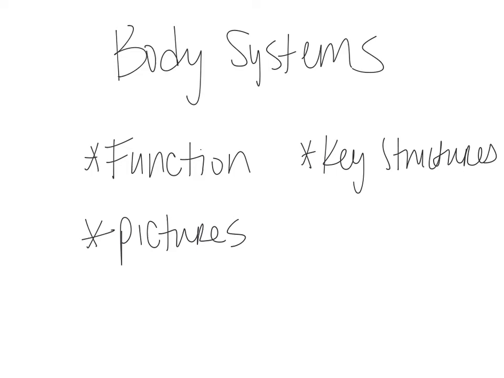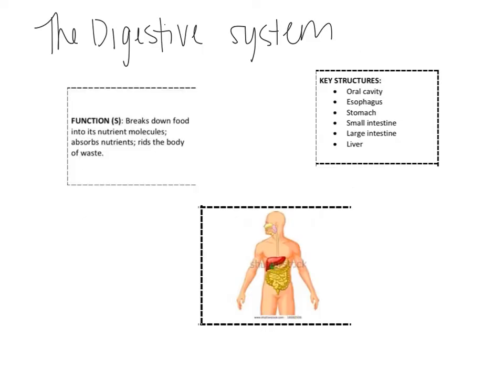Okay, the next thing is your body systems. I know you guys have your body system cards, but these are the correct answers, just so you make sure you're not studying the wrong thing. So for each body system, you need to know the function, the key structures, and be able to identify a picture of them. First up is your digestive system.